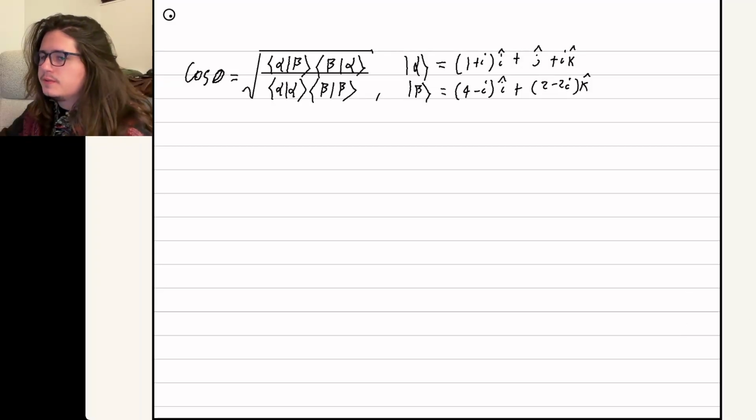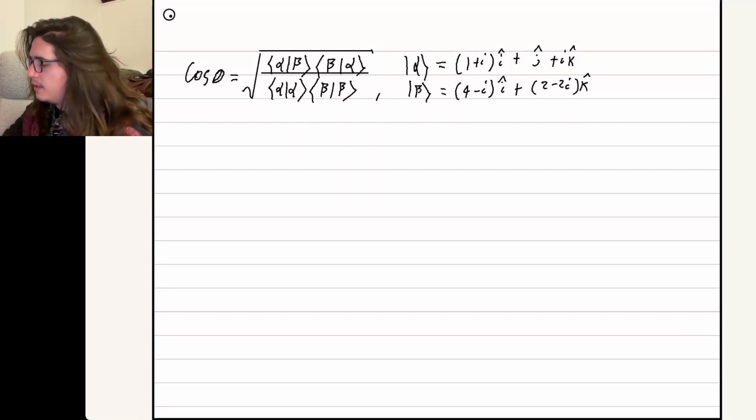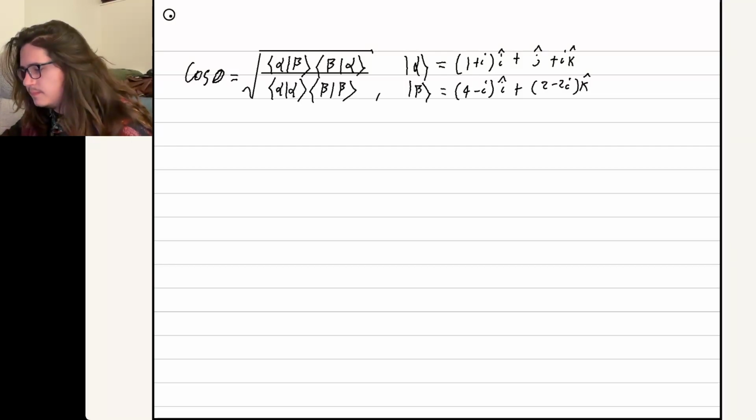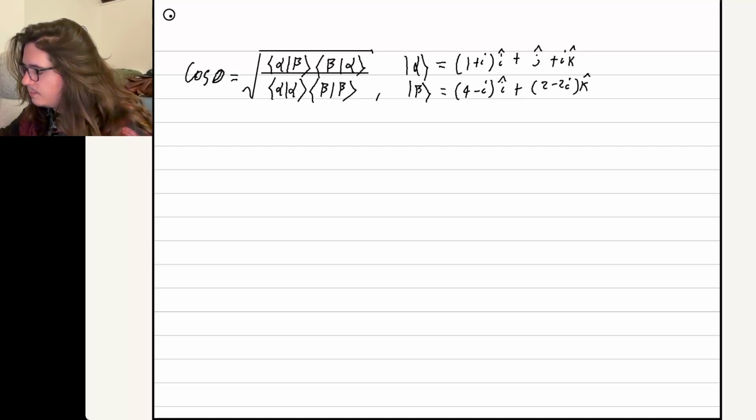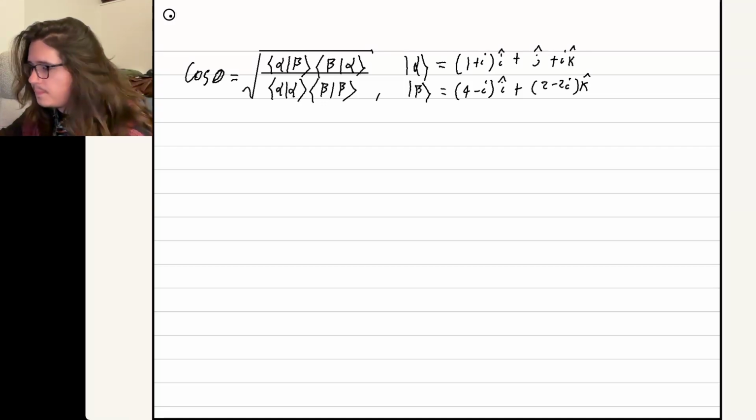Alright, silly people, here's the situation. Griffiths is going to have us calculate the cosine of an angle theta via taking the square root of a bunch of inner products, and then we're going to find what the angle is. So, okay, we have the two vectors here, alpha and beta, that Griffiths gave us for the problem.